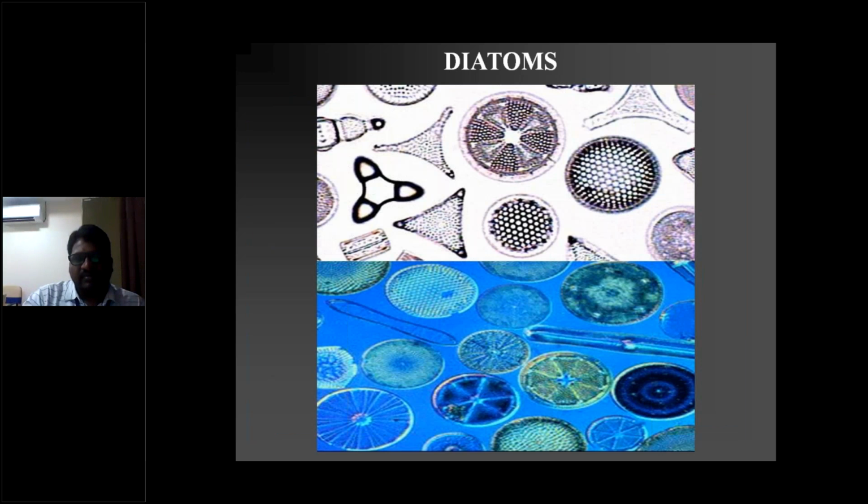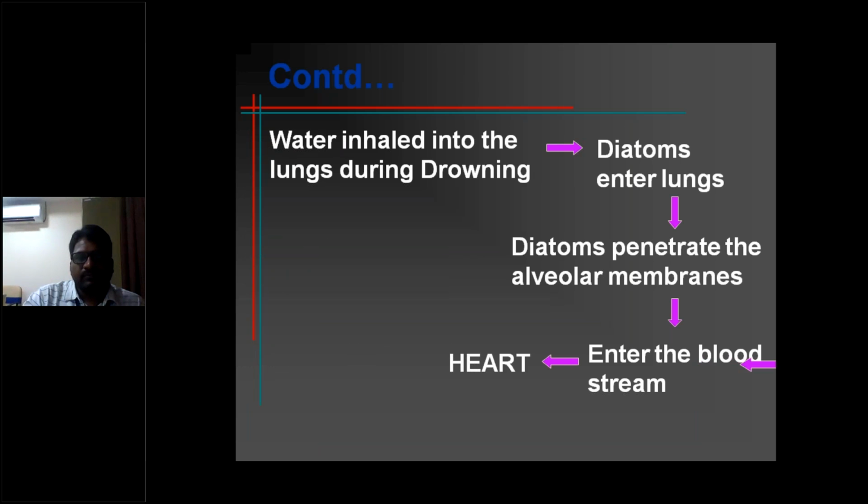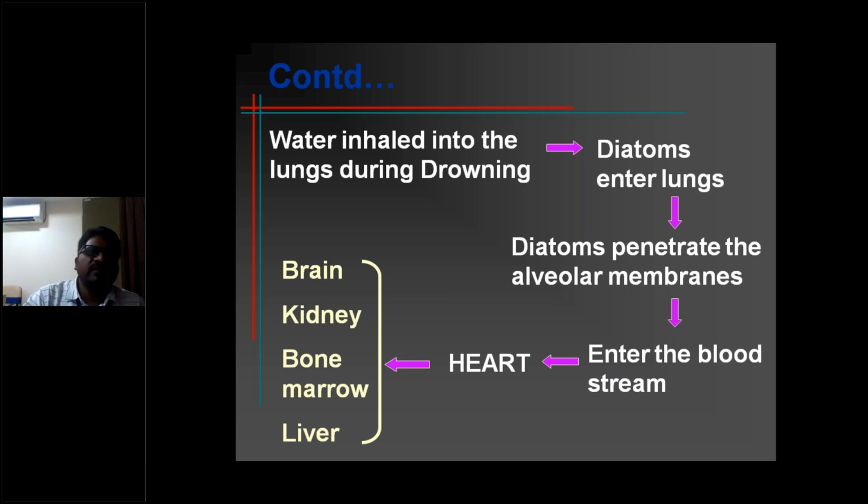So these are the types of diatoms you can observe. So what is the process of diatoms entering into the body? Water is inhaled into the lungs during drowning. Diatoms enter the lungs, penetrate the alveolar membrane, and enter the bloodstream and heart through the circulation. They may be distributed to the brain, kidney, bone marrow, and liver.